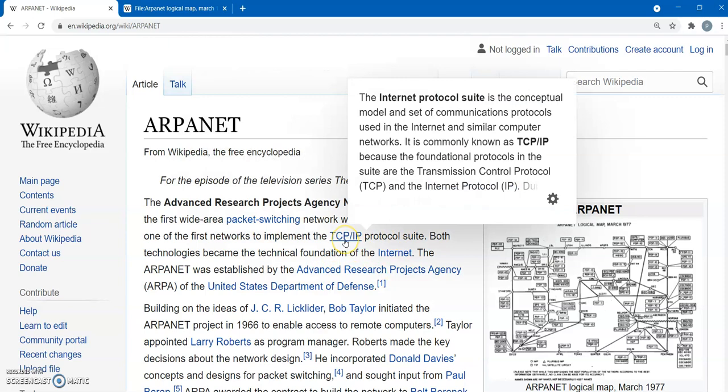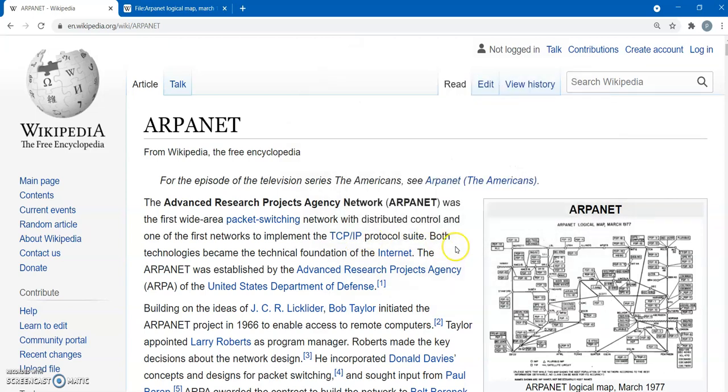So what is TCP? This is Transmission Control Protocol, and Internet Protocol. So this is a protocol suite. It's a conceptual model and a set of communication protocols used in the Internet and similar computer networks. So this is very important for nowadays technology.